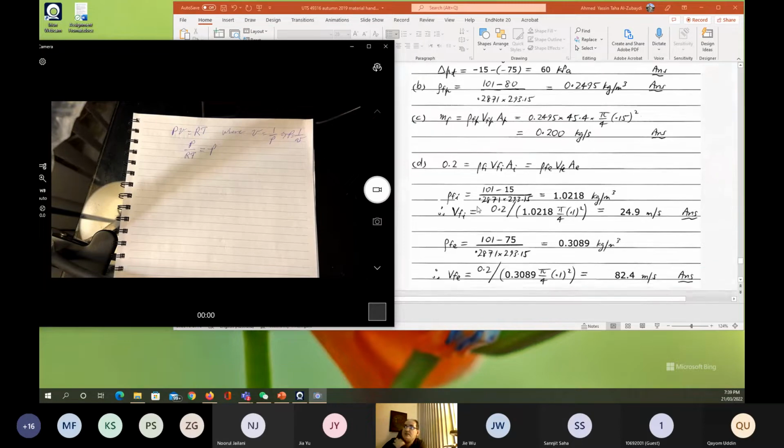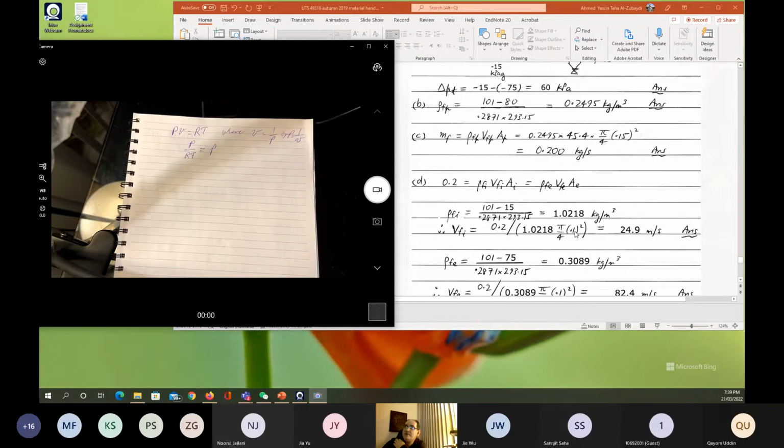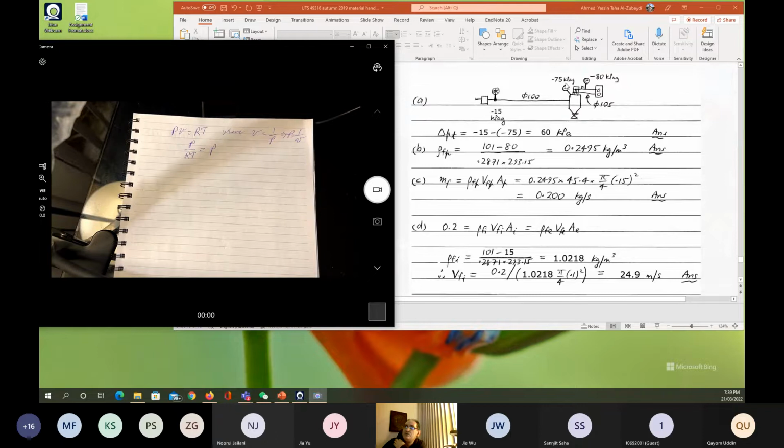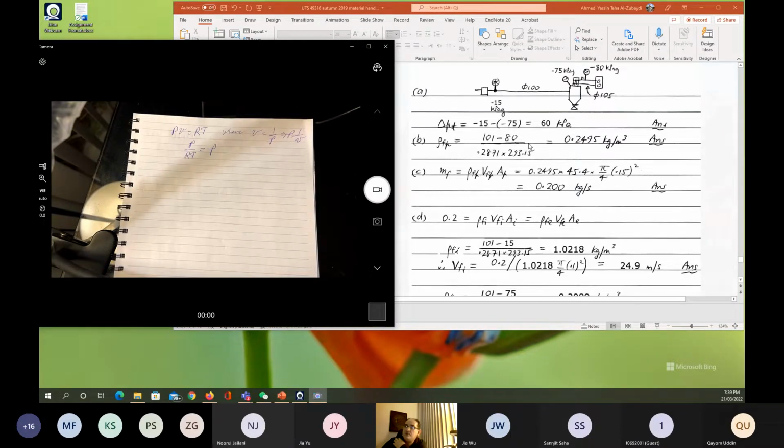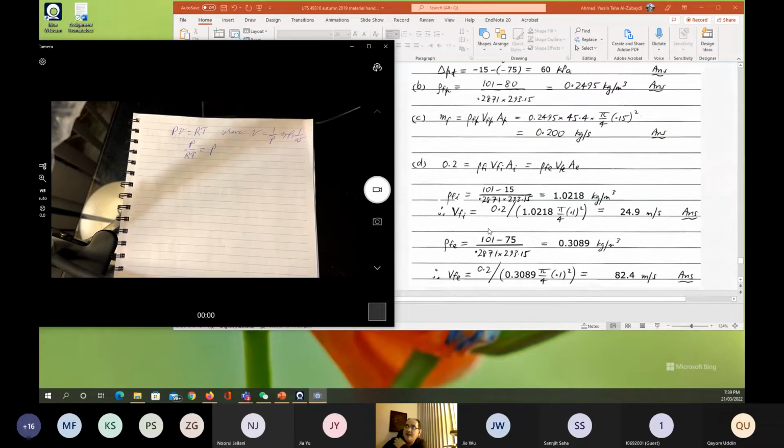Now, as we found that, we are going to calculate the velocity at the exit. The pressure at the exit was minus 75 kilopascal gauge, and the atmospheric pressure was 101 kilopascal. So the P at the exit is 101 minus 75, divided by the R multiplied by the T.